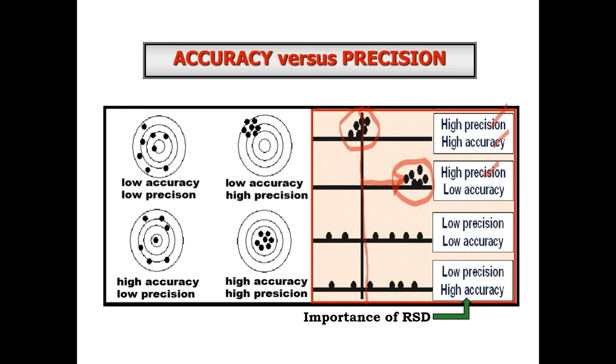Now look at the last one, it's quite interesting. It has a low precision and a high accuracy. What? High accuracy? How can it have a high accuracy? All the data are far away from the true value. But we will calculate the mean, and somehow by magic, the mean is very close to the true value. So that's the reason why it says high accuracy, but with a very low precision. Now, can this data be accepted? Can this data be accepted? For this data, we have a very good mean.